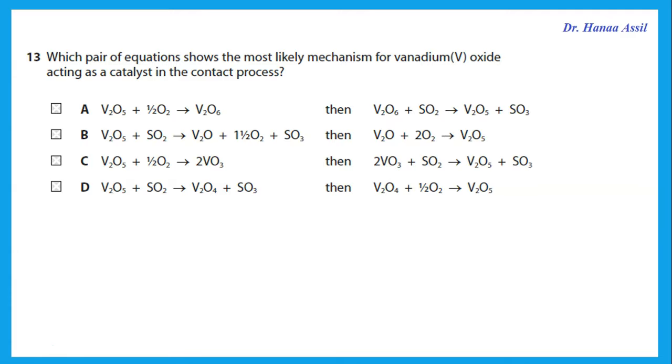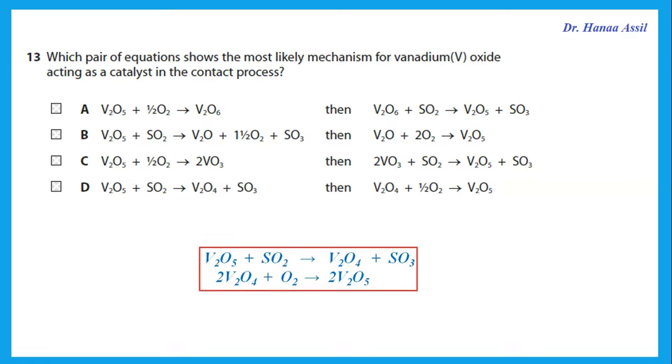Which pair of equations shows the most likely mechanism for vanadium oxide acting as a catalyst in the contact process? Again, remember, you need to know what the contact process is. That is the reaction of SO2 with O2 to give SO3. And we said we use vanadium(V) oxide as a catalyst, and that is because the V2O5 reacts first with the SO2 to form V2O4, and then the V2O4 reacts with the oxygen to be returned back to its original state.